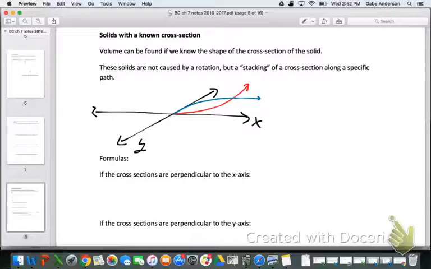They could be semicircles, they could be squares, they could be rectangles, they could be triangles, they could be all kinds of things. So maybe I choose to do a rectangular square type cross section. Here's what it would look like if I chose to do that. Maybe I'm going to go perpendicular to the x-axis. I will do my best to draw some perspective as to what we're doing here.